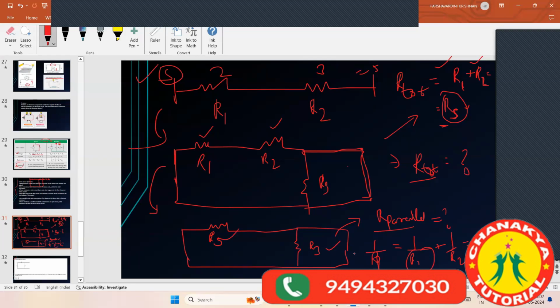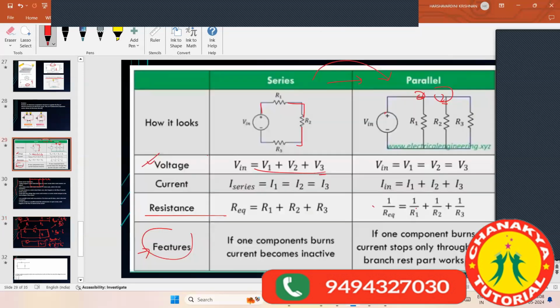Ma'am, you just send this slide on WhatsApp. I will send, but the first thing is to understand better. Did you all get it? No, ma'am, I got confused by the formula. What is there to get confused in the formula? The formula is already there. R equivalent is equal to... You said something after the formula, ma'am.